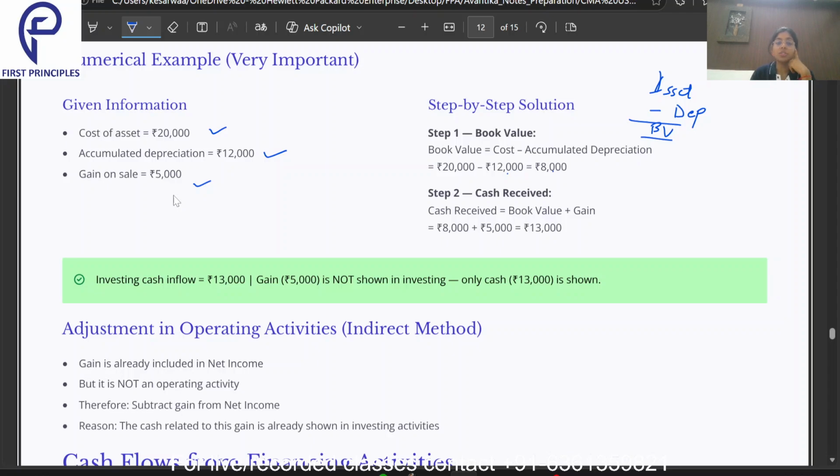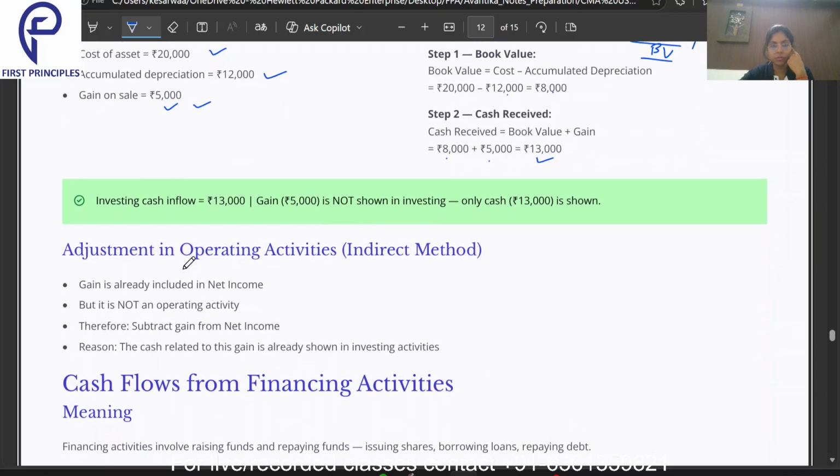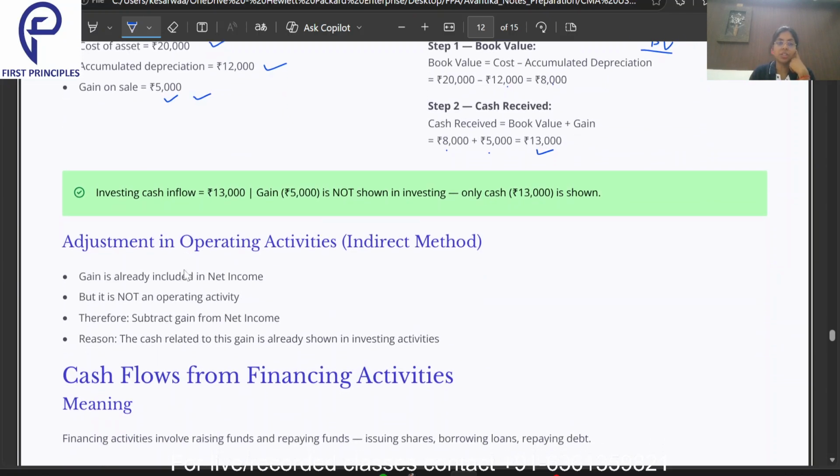Now how much is the cash received? They are saying gain on sale is 5,000. So 8,000 plus 5,000 will become 13,000. Now the investing cash inflow will be 13,000. The gain of 5,000 is shown in the investing activity; the entire 13,000 will be shown. This gain will not be shown in operating activity.